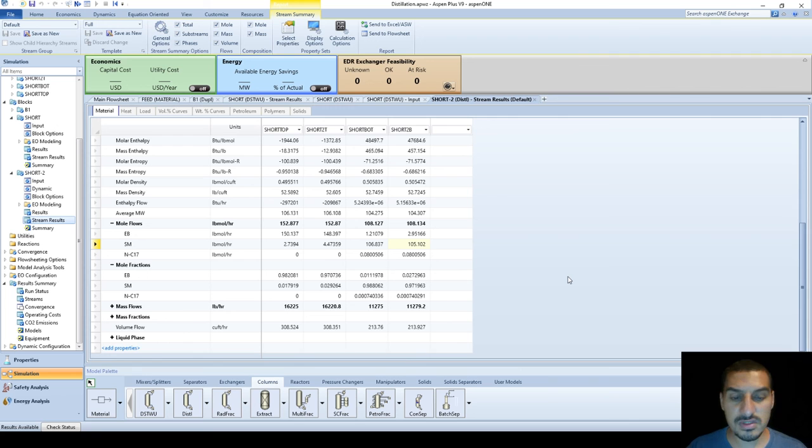So this is all for this video, and in the next video, inshallah, we are going to go for RadFrac, which is the rigorous distillation column, and we will see how we can use these values, these results here, to run the other column.